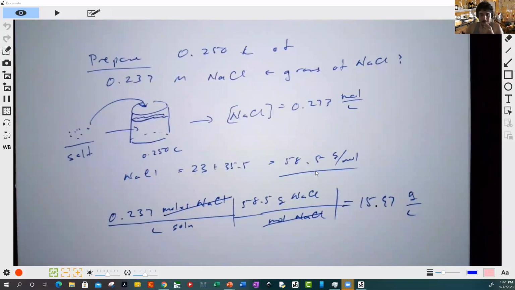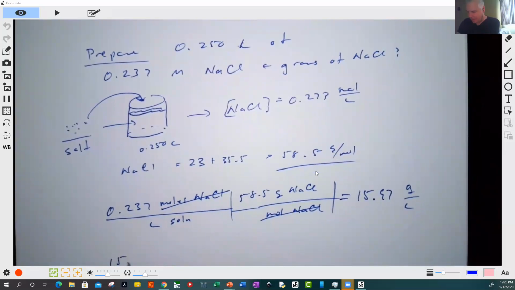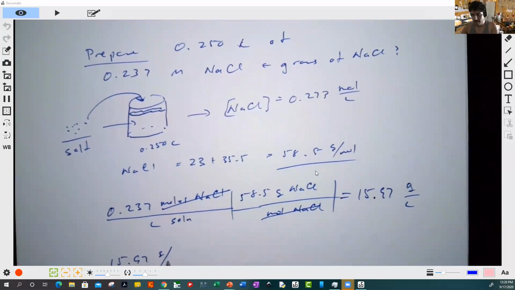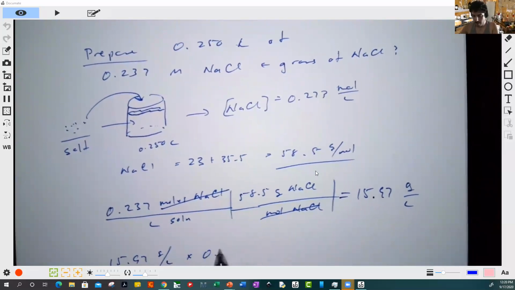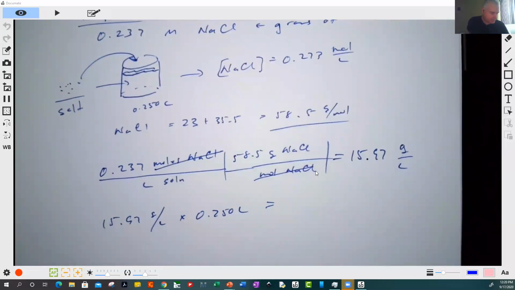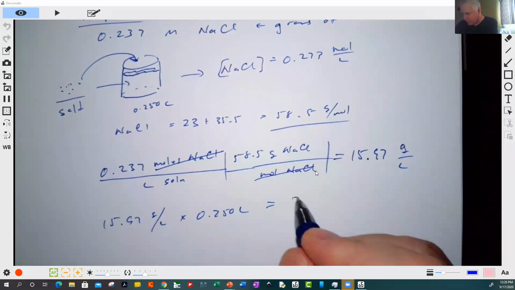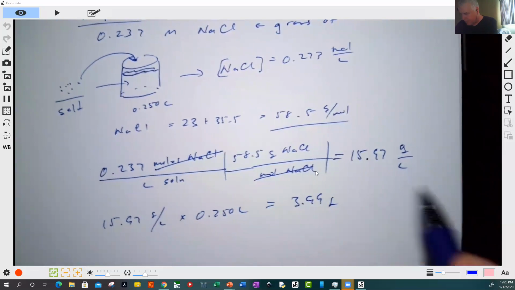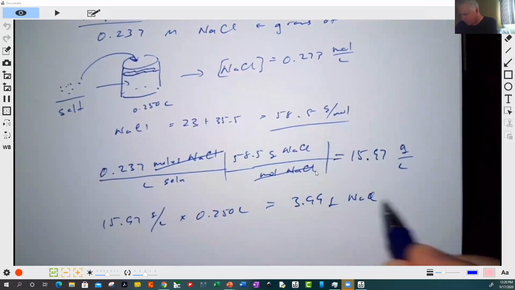Yeah, like you were mentioning, that's when we use the volume. Then we multiply the 15.97 times the 0.250 liters. Right. Very good. Excellent. So that will be 3.99.